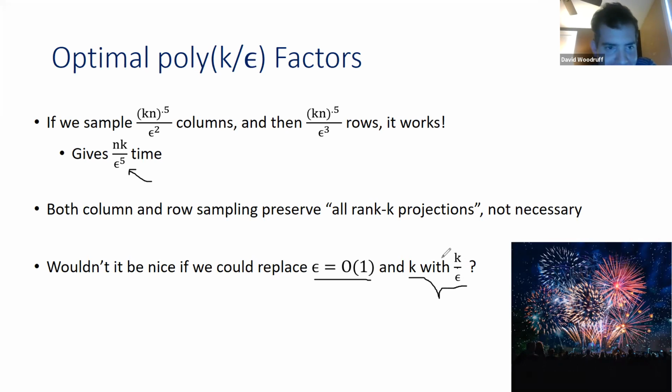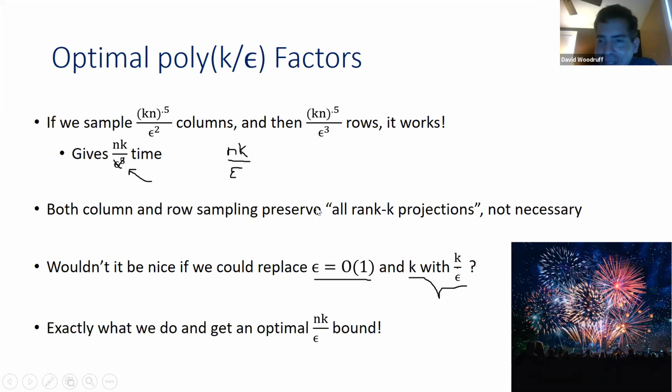Okay, this is just pattern matching. There's no reason for this. But this goes away and you get nk over epsilon, which is exactly the time we're looking for. But it turns out this is actually exactly what we do as well. We do show how to adapt this previous algorithm by setting epsilon to a constant and k to be k over epsilon. Now, what does this mean? You can't just set k to be something else. You want a rank k approximation at the end. By the way, this does match this nk over epsilon lower bound I mentioned earlier.